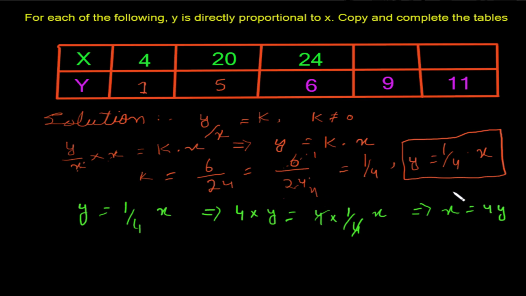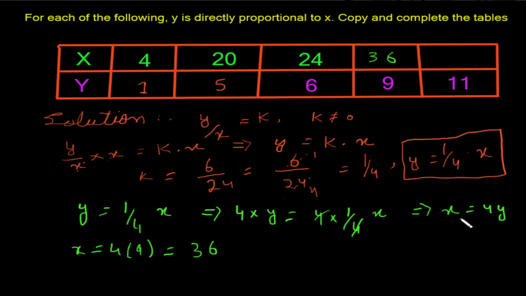Now for the missing x, I will use this equation, x is equal to 4y, and for y I will substitute this 9. So 4 9s are 36. So when y is equal to 9, x is equal to 36.